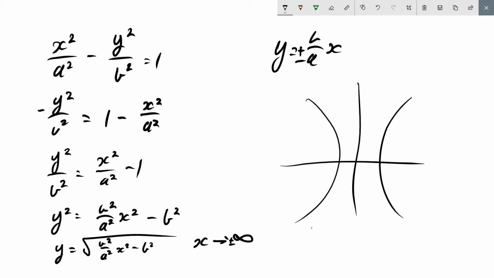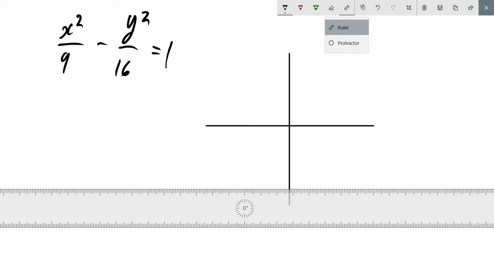Here's our hyperbola, for example. There's our asymptotes, and that'll be b over a x, and this will be negative b over a x. So there's one last thing that I want to do before we go, and let's do an example question. So let's do x squared over 9 minus y squared over 16. I'm not going to work with the eccentricity or any of that business. I'm just going to sketch it.